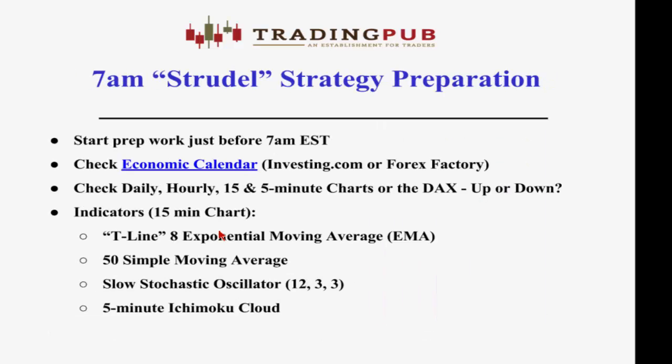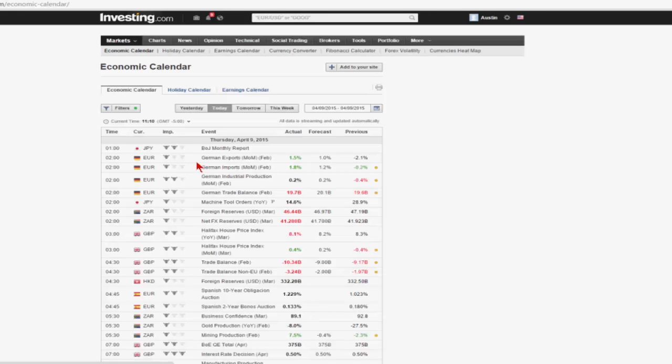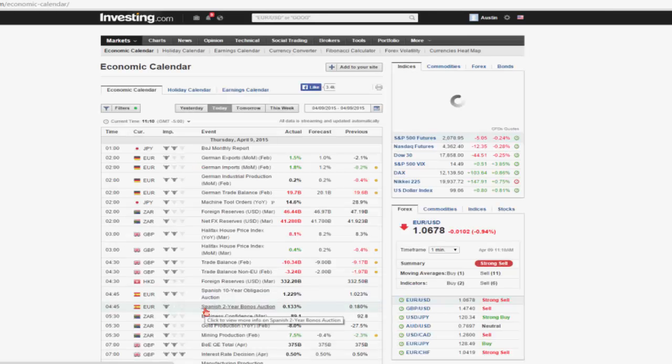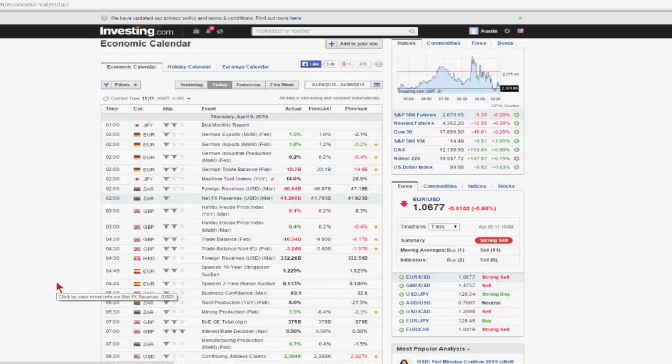So what I do is I'm at my computer before 7 a.m. I check the economic calendar. I prefer investing.com, and I take a look and see what's going on in the marketplace. So today, I'm looking at any news that could affect the German market. There was some German news, trade balance, so I'm a little bit bullish, a little bit mixed. So call that a scratch.